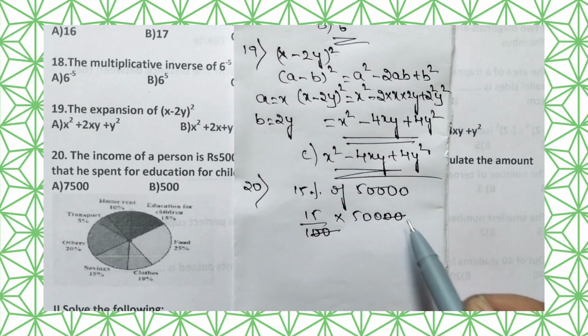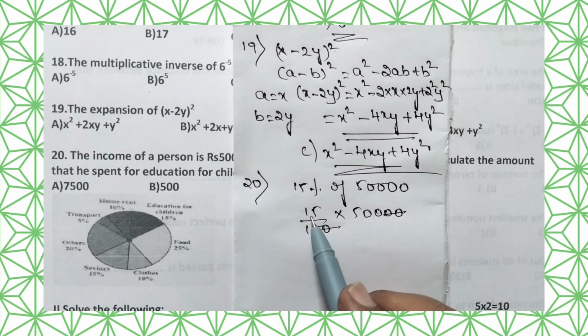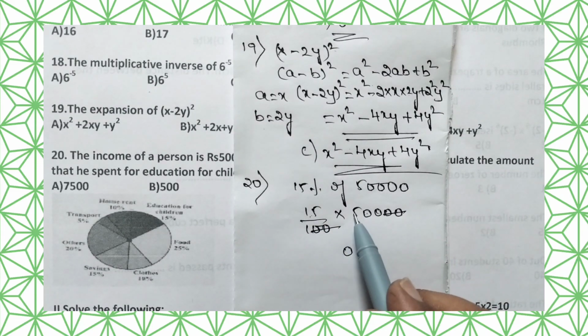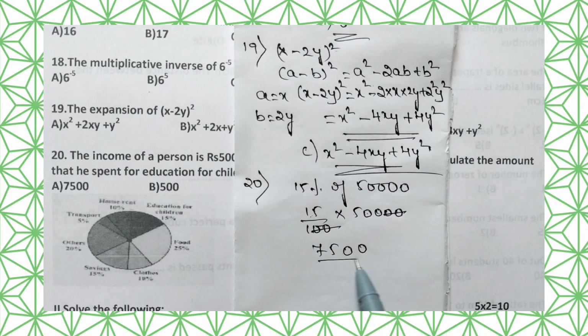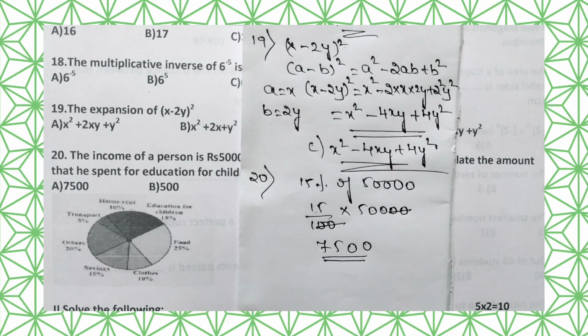So here 20 gets cancelled. So 15 zeros are 0, 15 zeros are 0, 15 fives are 75. That means 7,500 rupees will be the expenditure for education for children.